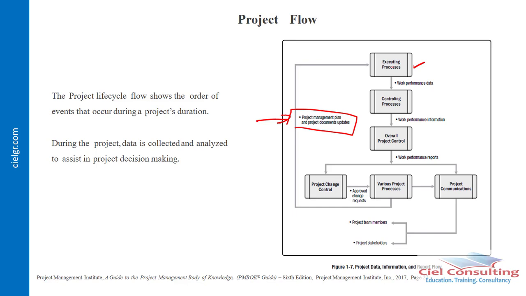And then once executing eventually starts, you begin to get what we call work performance data. Basically, you begin to get raw facts about how work is being done within the project. And then in the course of implementing the project, you're now checking, which is the monitoring and controlling. So this is where you're going to be comparing these raw facts with the information or the forecast that you have within your plan. And that will enable you to derive what we refer to as your work performance information.